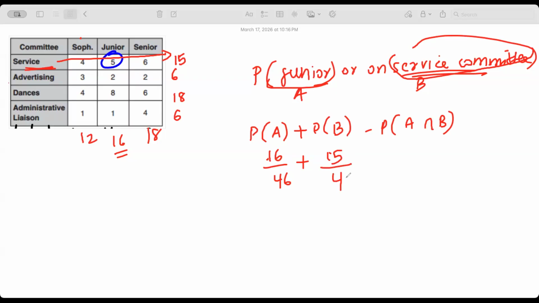Good job. So what is the intersection of both junior and in the service committee? 5 over 46. Yes. Guys, to be honest with you, they will want to give you one question like this. It might be simpler than this, but they will ask you to confuse you, row, column, and stuff. A bivariate table might come, and they will ask for probability of not mutually exclusive events. Make sense?